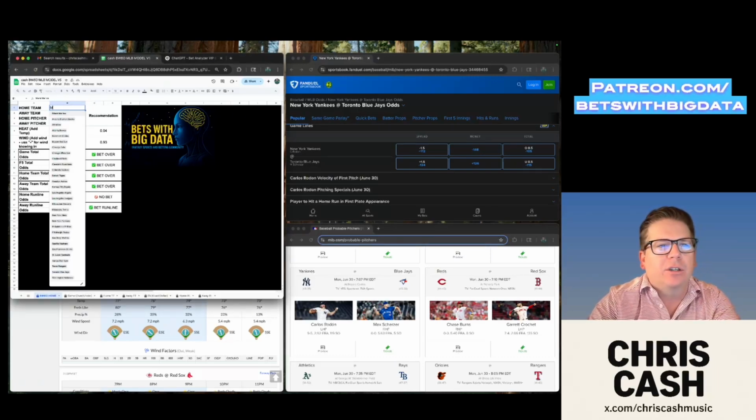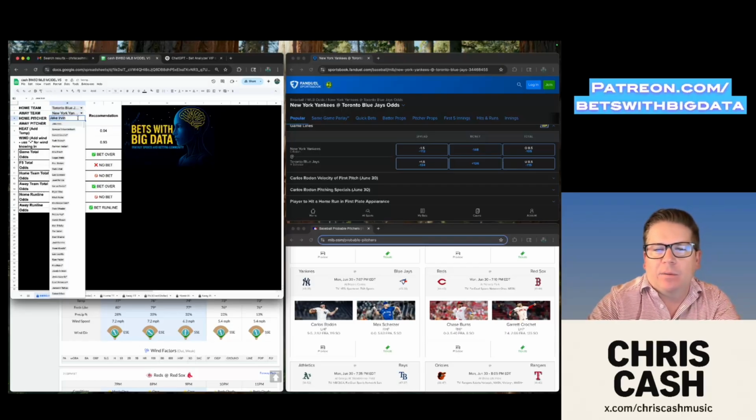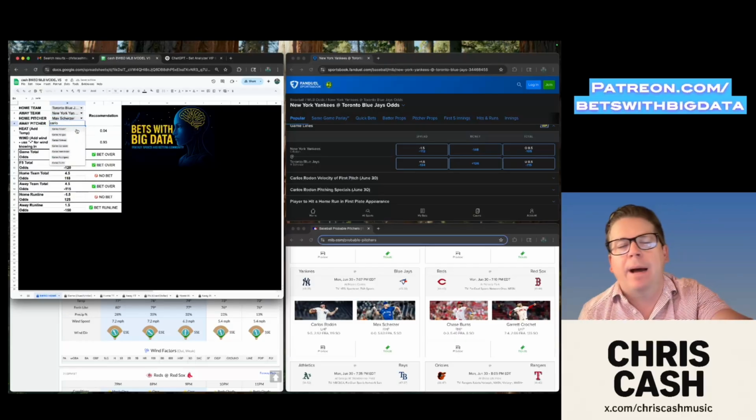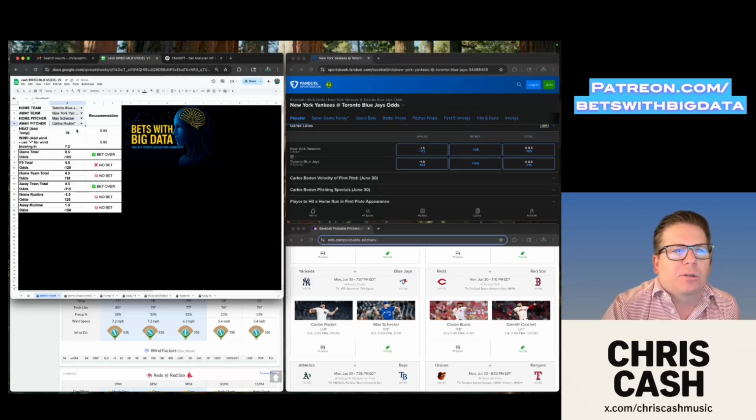Once you have that information, we can start putting our information in. The Blue Jays are the home team, so we're going to put Blue Jays. Then the Yankees are the away team. And then we're going to put the starting pitchers in. Now be careful when you do this. One thing that will pop out is that some of the pitchers have special characters, so if it doesn't pull up, you may have to get creative with how you spell their name. But there's Carlos right there, so we're going to put that in.